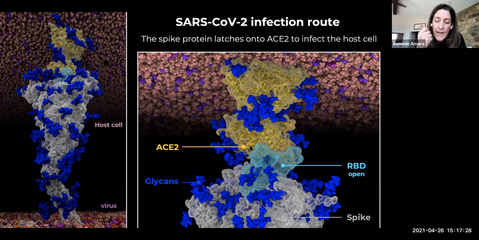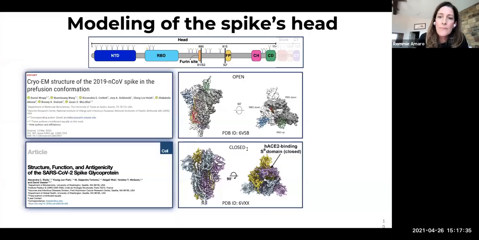And so this really important handshake is something that we've been trying to learn more about as we try to understand the business of the virus. So, as I mentioned, we're interested in developing models and simulations to learn about the spike protein.